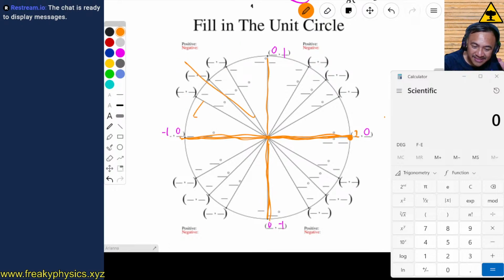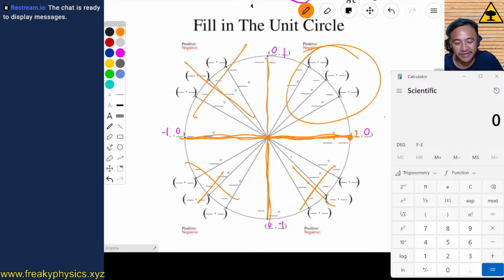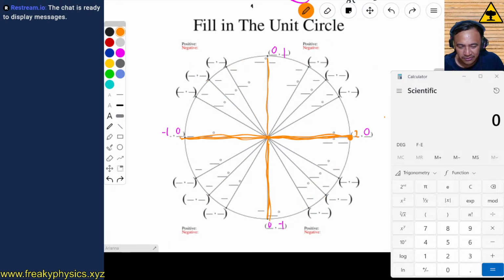Now, for now, we're going to ignore these guys here, here, and here. We're going to ignore them for now. We're going to focus our attention on the first quadrant. All right, so I'll just undo those real quick.